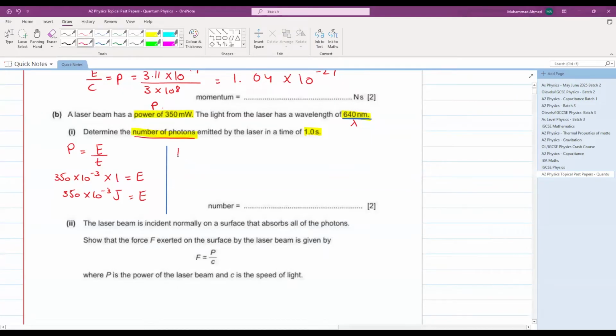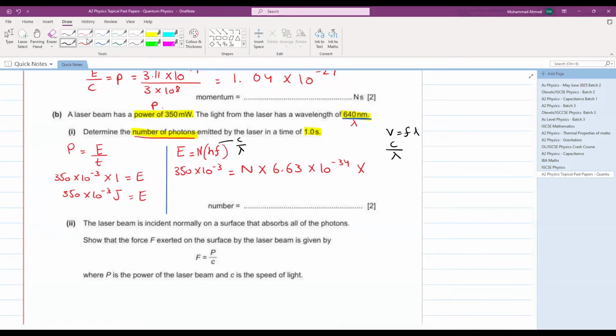So what can you do? Energy is equal to hf. This is for one photon. If I want to calculate how many photons there were, I will put an n here, that is the number of photons. What is my energy? 350 × 10^-3. The number of photons, I don't know, multiplied by h, that is Planck's constant, 6.63 × 10^-34, multiplied by the frequency. I don't have the frequency. What can I do? v is equal to f lambda. Velocity divided by lambda will be placed in place of frequency.